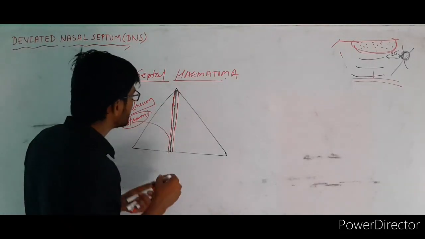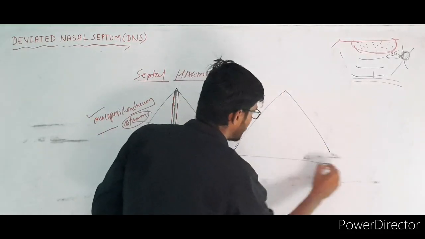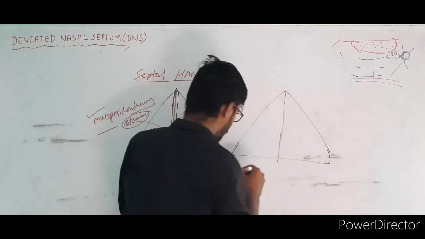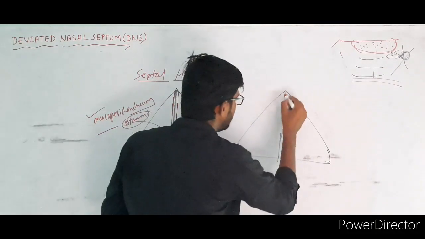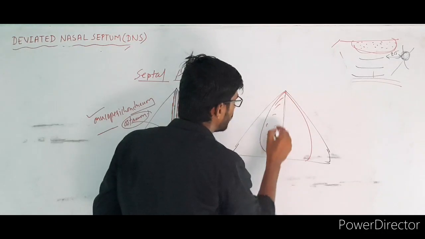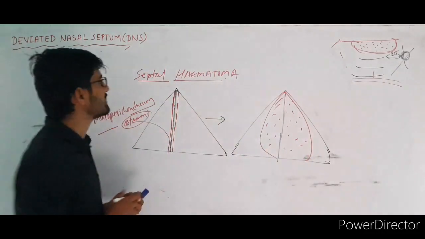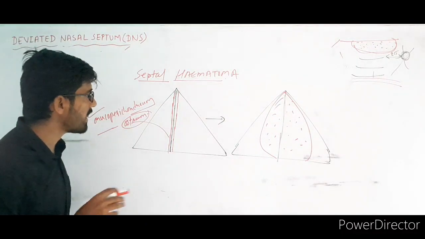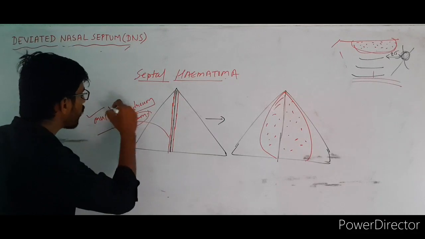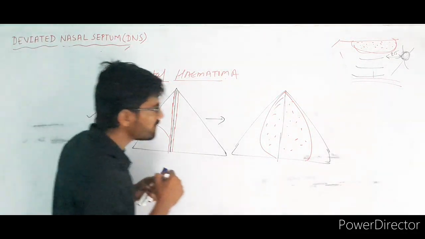And in the nasal septum, what happens? This condition will happen, okay. So see here, this condition will be there. It will go like this. And what is this? These are the blood. Okay. So what is a septal hematoma? Septal hematoma is a collection of blood in the mucoperichondrium or mucoperiosteum. Okay. So what will happen now?